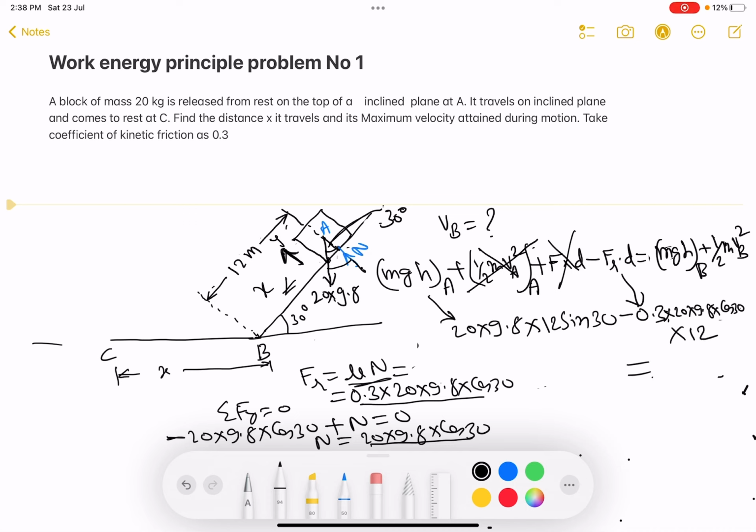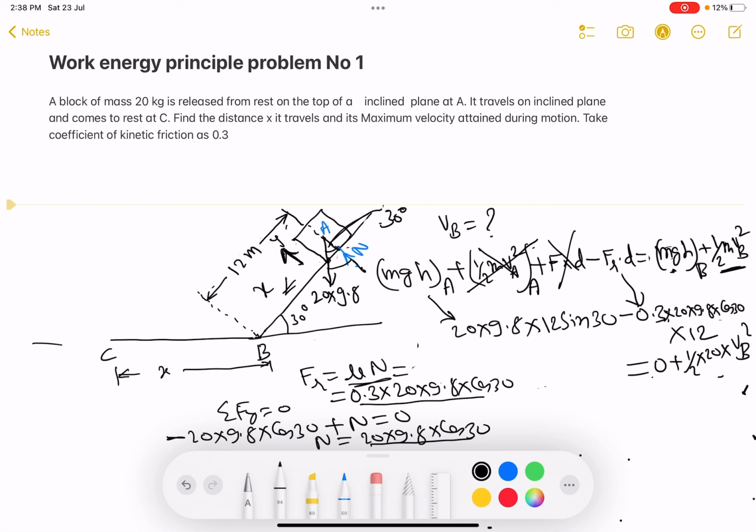This is equal to mgh at B. Please note, at B it has come down, so there is no potential energy, and we want to find out the kinetic energy at B. So potential energy is 0 plus kinetic energy, which is half into 20 into VB square. So this is the equation.